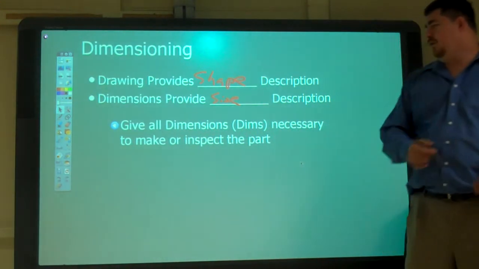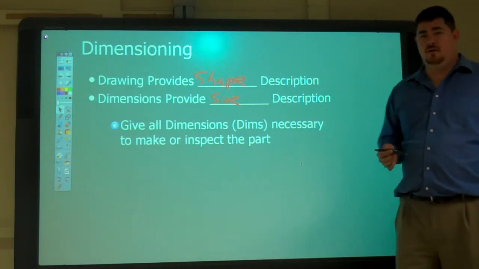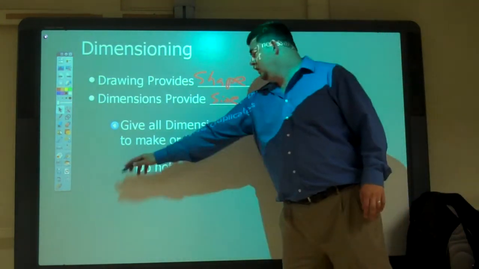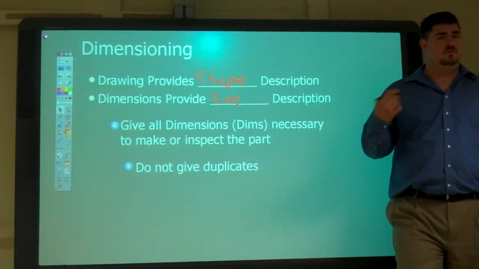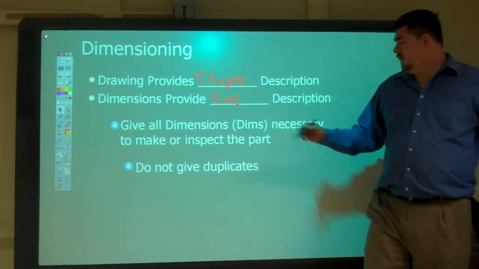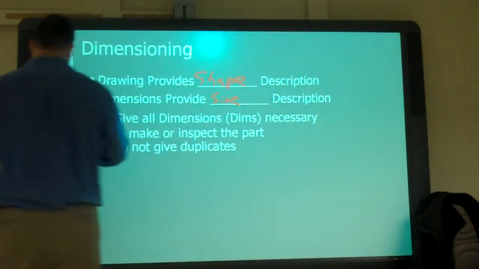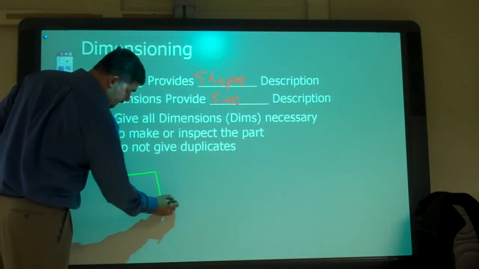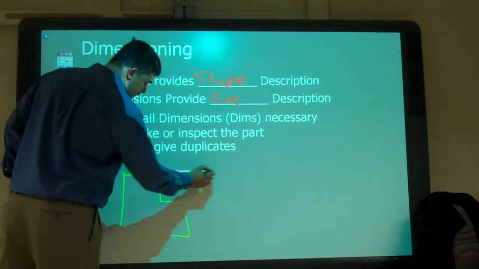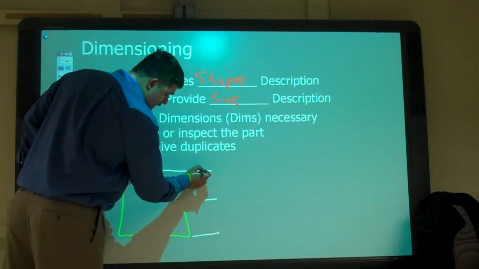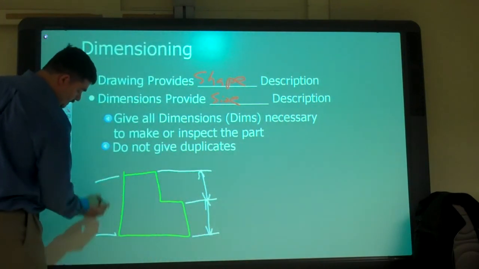So we want to give all the dimensions necessary to make the part. Of course, we want to dimension everything that we can. But we don't want to give duplicate dimensions. So we want to give all of them, but not the same one twice. And that doesn't even mean the same number twice. But if we have a piece like that.